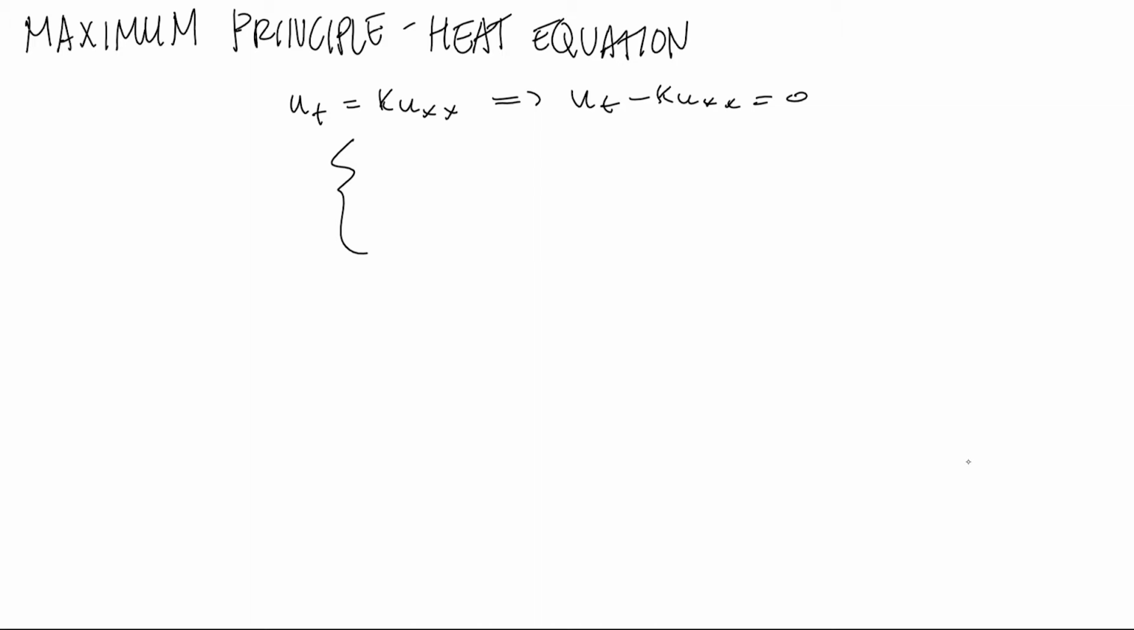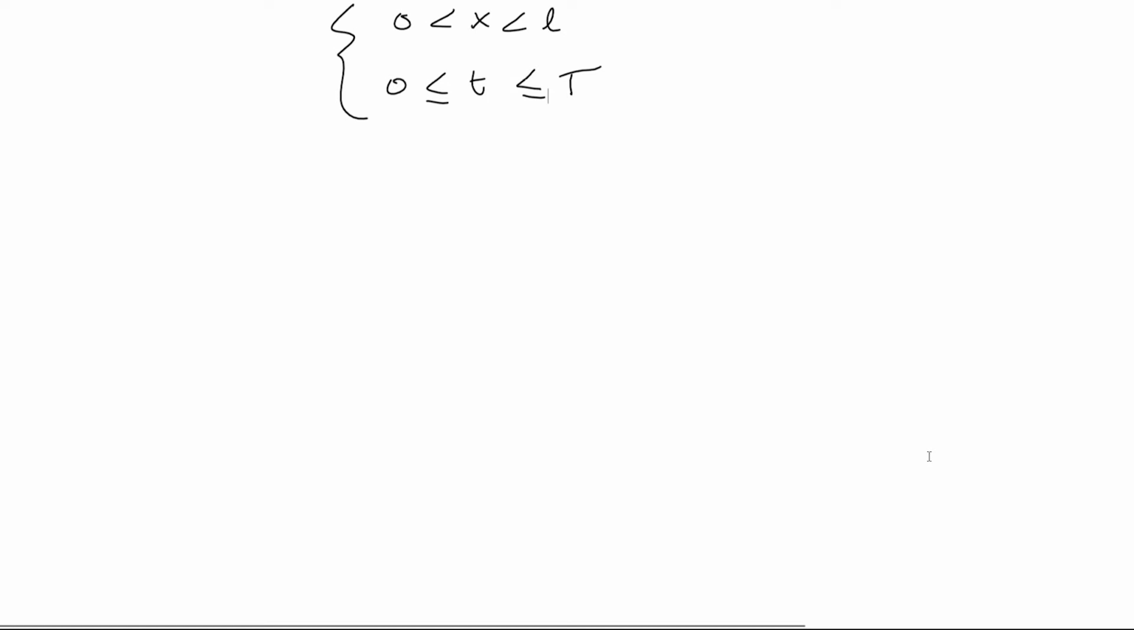Additionally, we're going to impose some domain restrictions on this. We're going to say that x lies between 0 and L, and that t lies between 0 and capital T, right? This means that we have a domain that looks something like this.